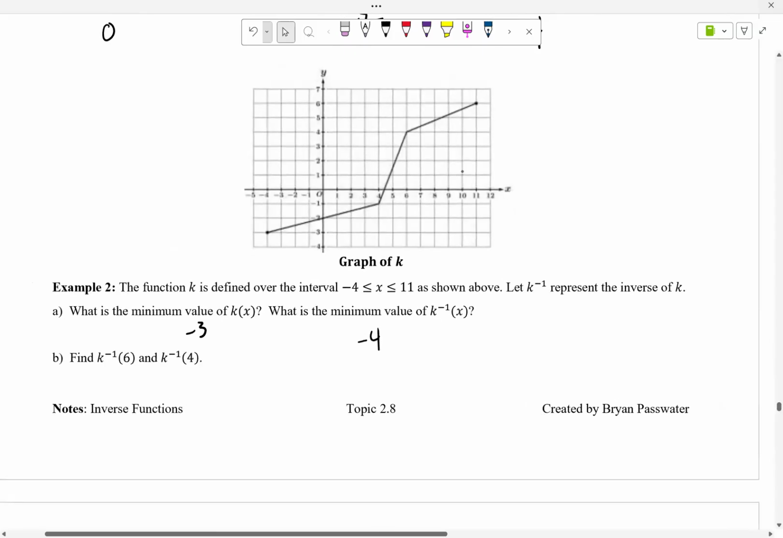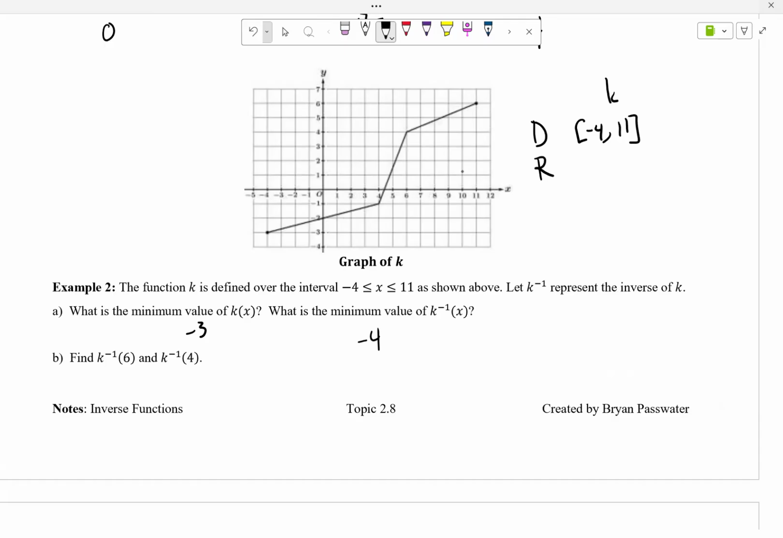Any other way to think about it? Well, let's talk about it in terms of domain and range for k. Is that pretty easy to find? The domain is -4 to 11, and that's given to us. The range is -3 to 6. So for k inverse, the domain is -3 to 6, and the range is -4 to 11.